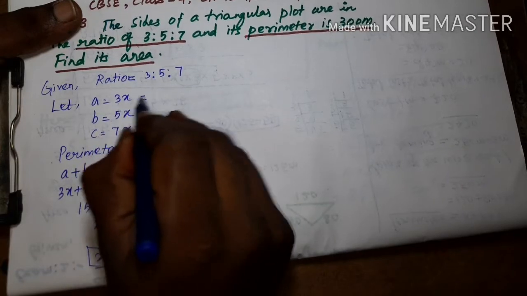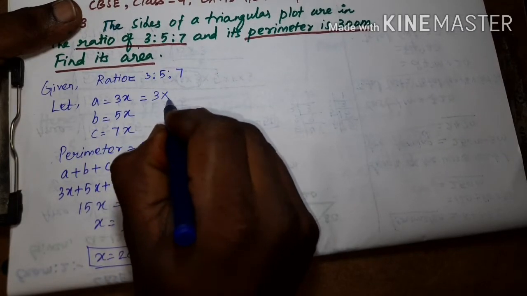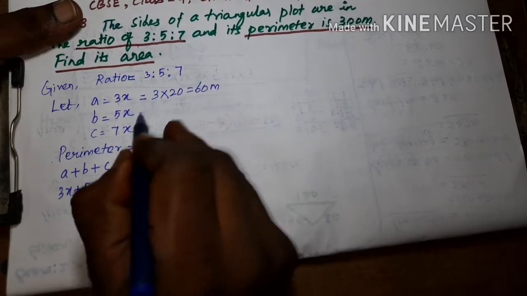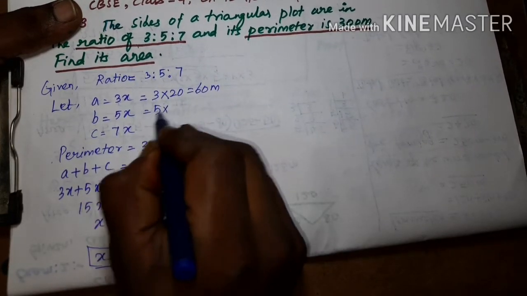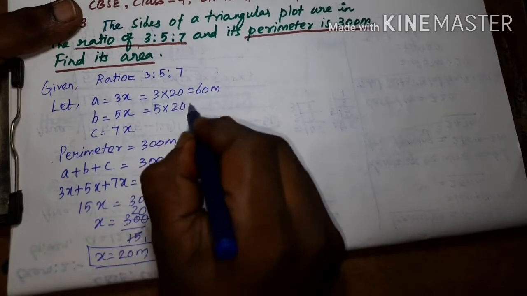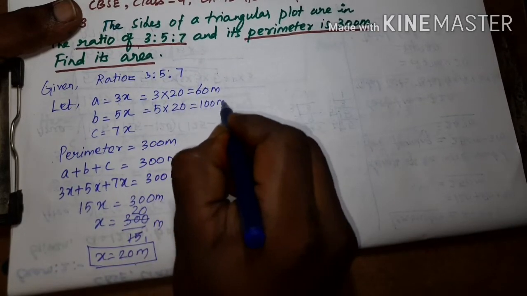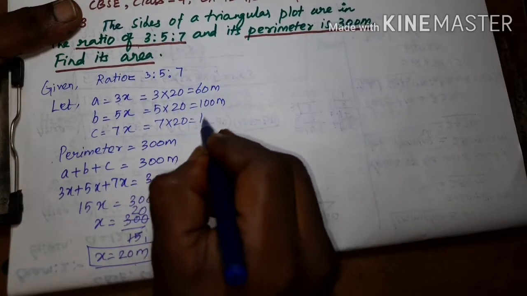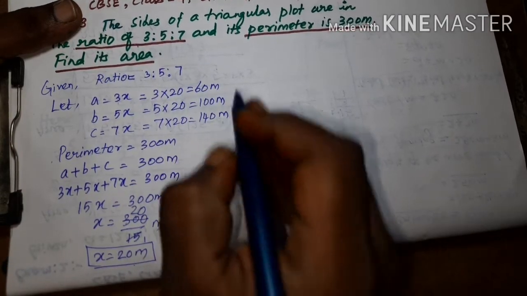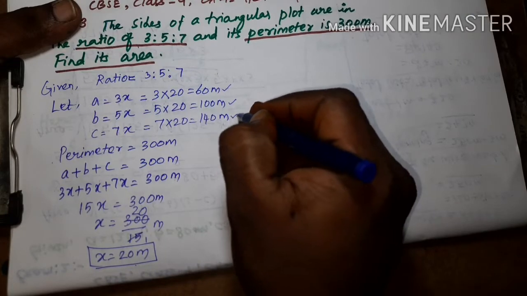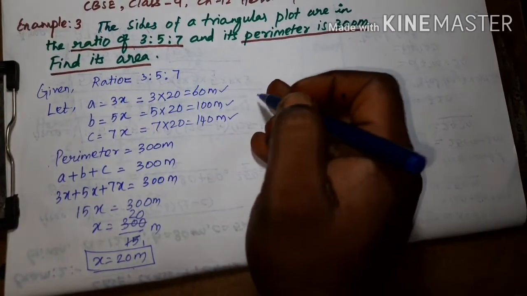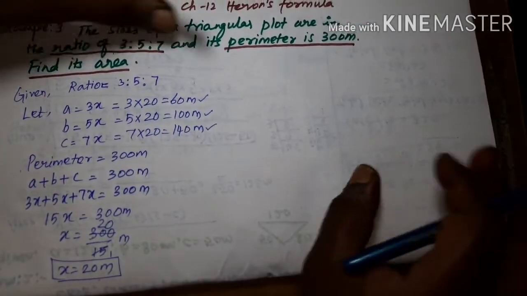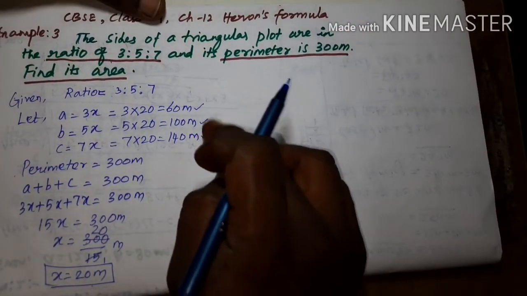The first side value is 3x, so I know that x value is equal to 20, so 3 into 20 is equal to 60 meter. And next one, 5 into x, so 5 into 20 is equal to 100 meter, and the next value is 7x, so 7 into 20 is equal to 140 meter. And this is our exact value of these sides. The first side value is 60 and the second side value is 100 and the third side value is 140. So now I know all the sides values.